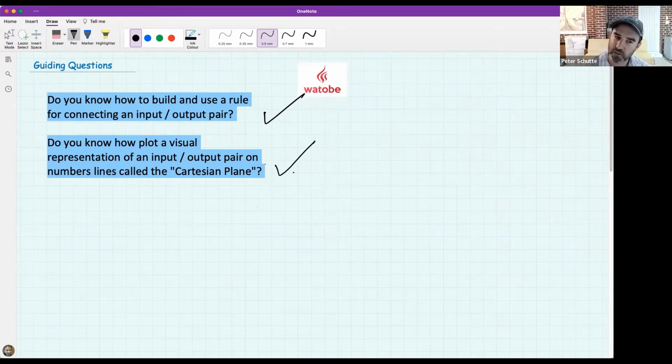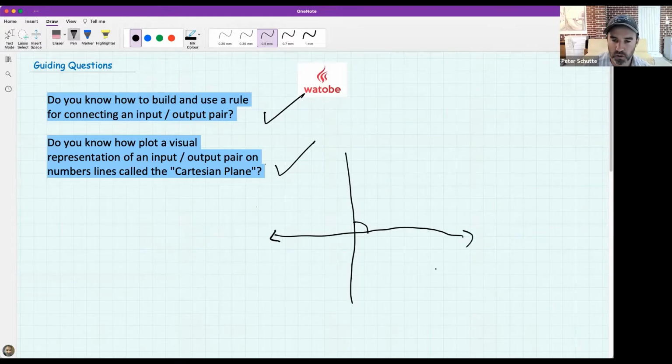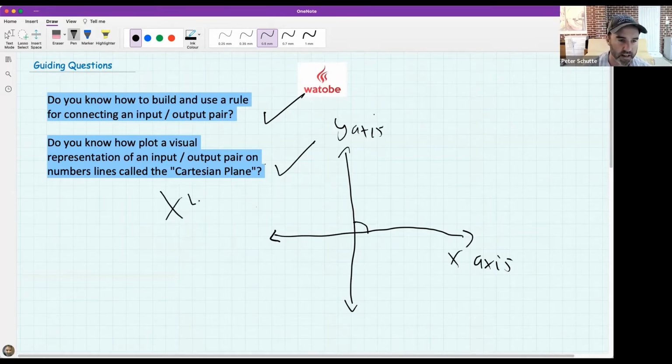Now, some of you may have heard of this thing called the Cartesian plane. It's basically just two number lines that are at 90 degrees to each other. The one number line we call the x-axis, and the other number line we call the y-axis. So its fancy name is the Cartesian plane or the xy plane. And so we want to know today, can we represent our input-output pairs on this thing called the Cartesian plane? So that's kind of where we're going.